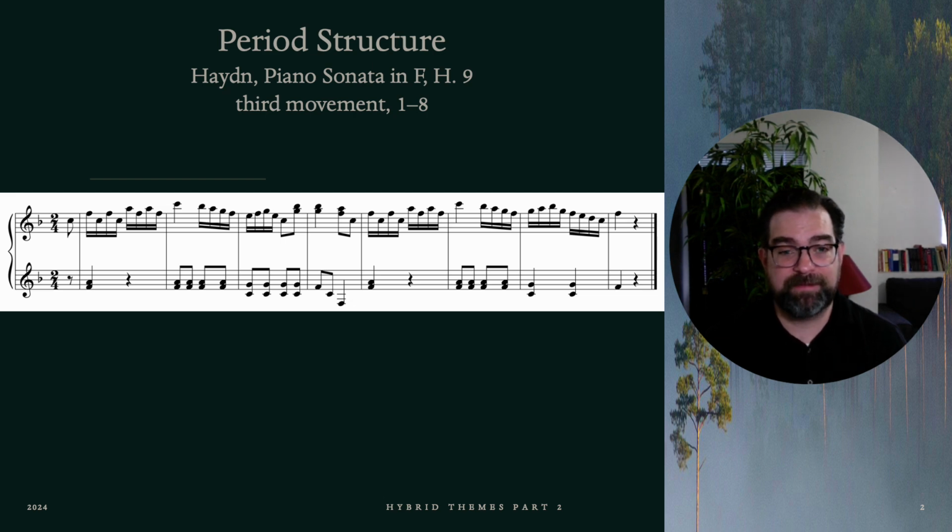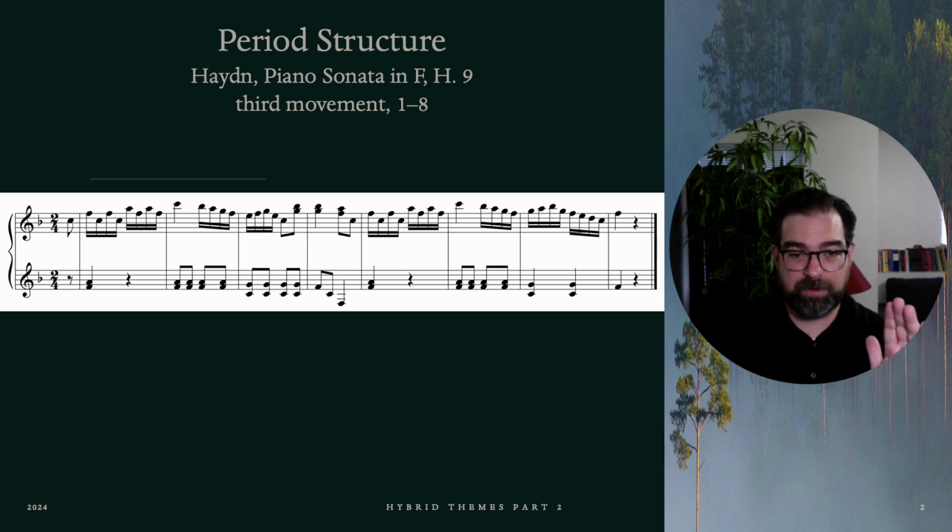So here we have this Haydn Piano Sonata in F. It's H9, third movement, measures 1 to 8. What I'd like you to do right now is just go ahead and analyze this 8 measure phrase. So you'll be able to pause the recording. But before you do that, I want you to include the basic idea, contrasting idea, antecedent phrase, consequent phrase, and complete a harmonic analysis. However, before you go ahead and complete that analysis, let's go ahead and listen to the example one time.